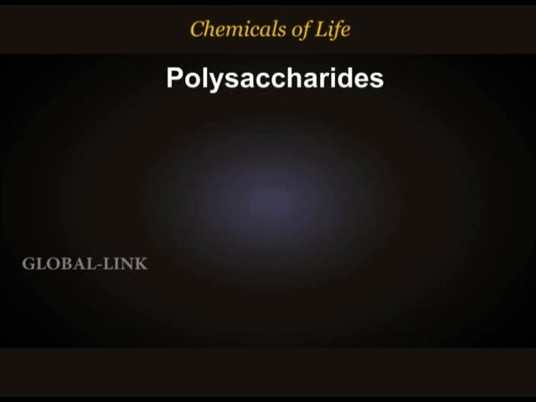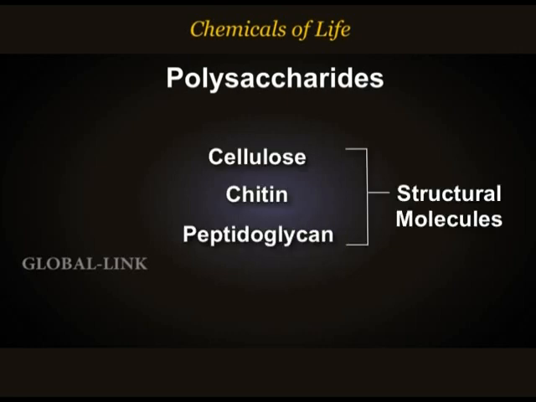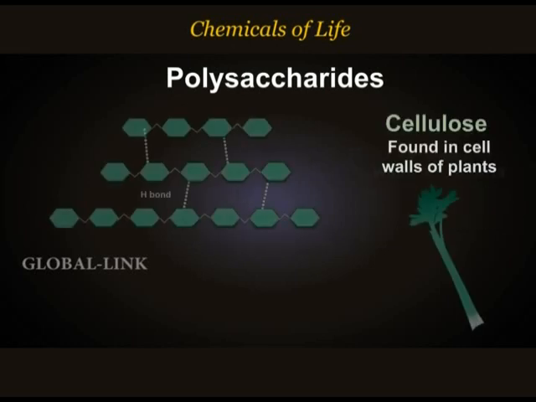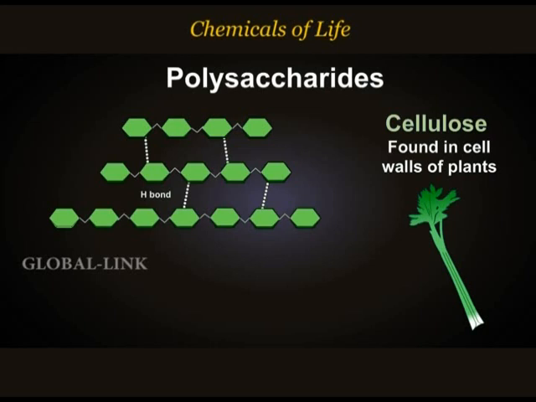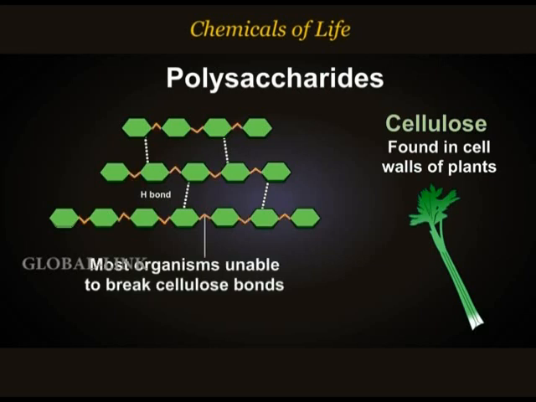Other polysaccharides such as cellulose, chitin, and peptidoglycan serve as structural molecules in organisms. The most abundant is cellulose. Cellulose is a straight-chain polymer of glucose, just like amylose. Most organisms, including humans, are unable to break these cellulose bonds and cannot therefore use cellulose as a source of energy. Cellulose is used to add strength to plant cell walls.